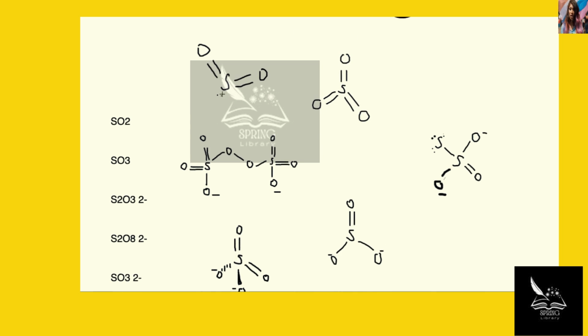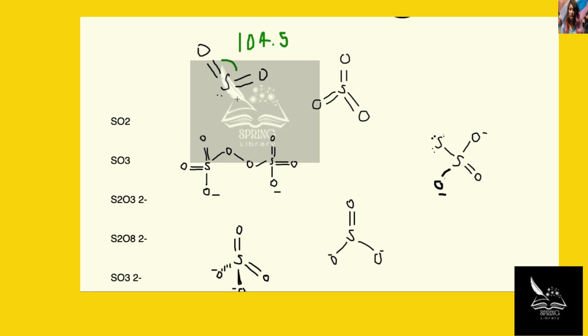So we have SO2 and then our bond angle here is approximately 104.5. Now we have a bent structure here. Sulfur is in group 6 and so we have one lone pair.